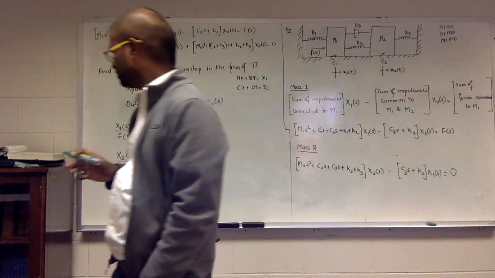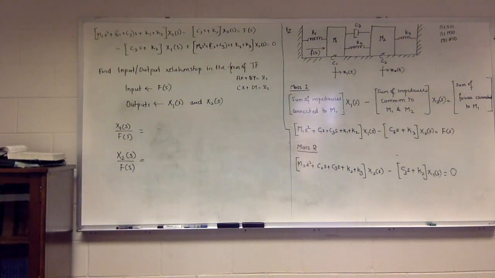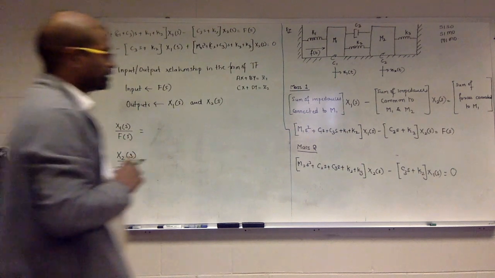SISO stands for single input, single output. SIMO stands for single input, multiple outputs. MIMO is multiple input, multiple output. This is a single input, multiple output system. It will be a single input, multiple outputs. It is this system, okay?